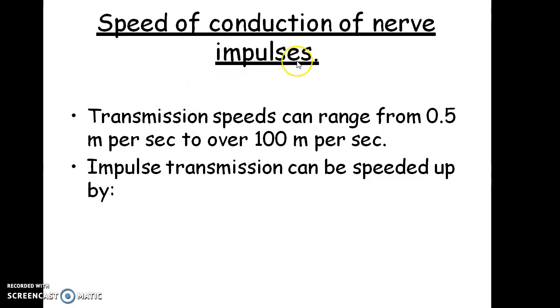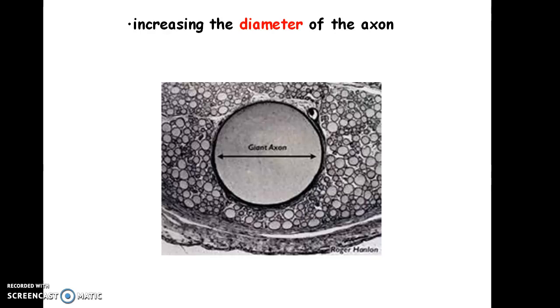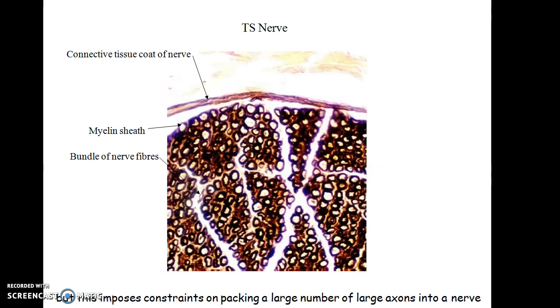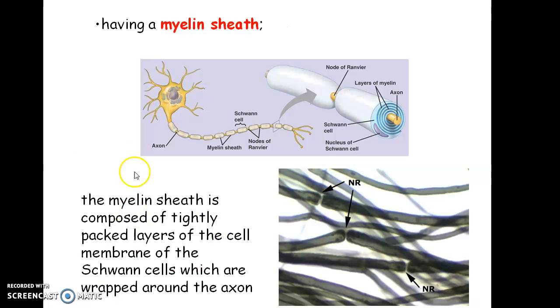Then the speed of conduction of the nerve impulse. The transmission speed can range from 0.5 meter per second to over 100 meters per second, and the impulse transmission speed may be increased either by increasing the diameter of the axon, but this is not possible because this imposes constraints on the packing of a large number of axons into the nerve fiber. The other option is having a myelin sheath.